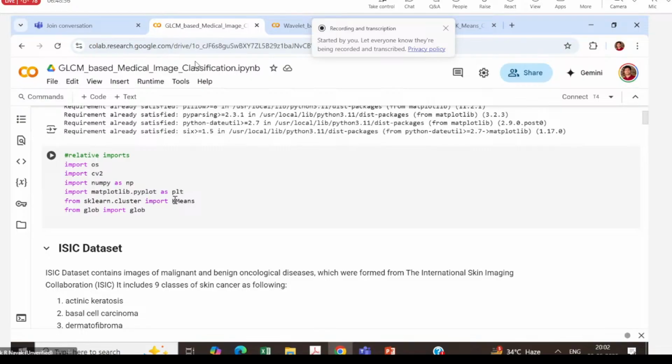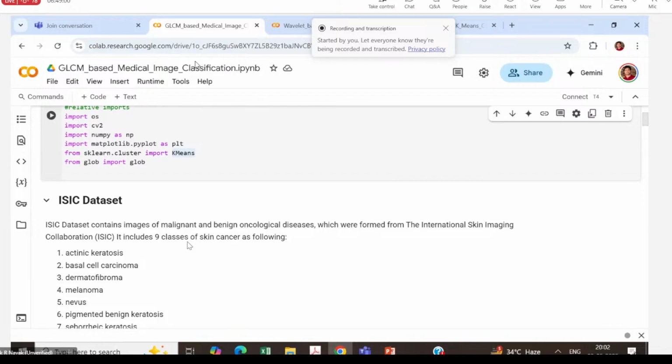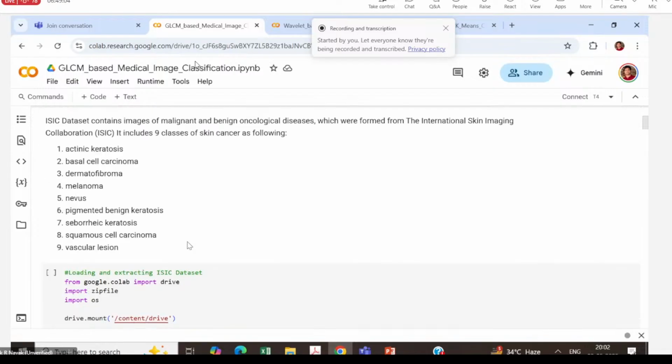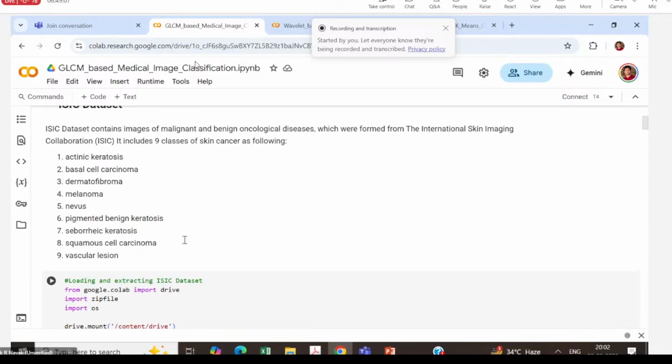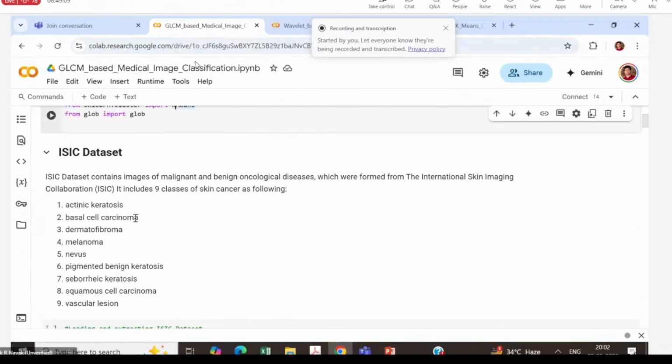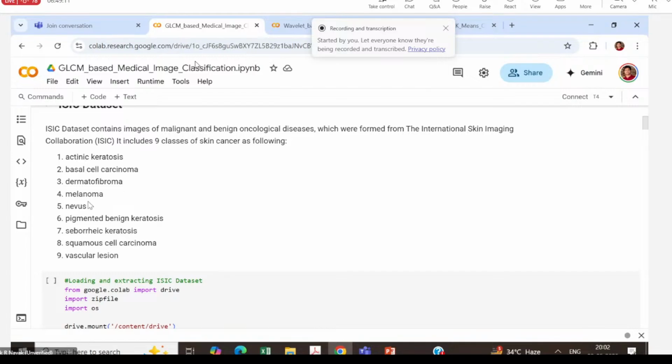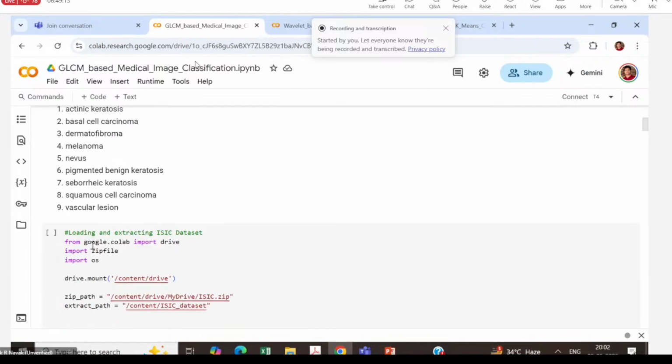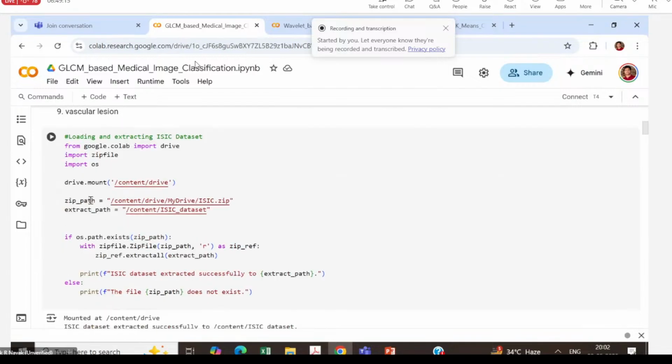I don't require this clustering part right now. I will also show you one application of k-means clustering for medical image segmentation, and what its limitations are. Again, I've chosen a publicly available data set for skin cancer classification, which contains 9 classes. And these are some of the codes.